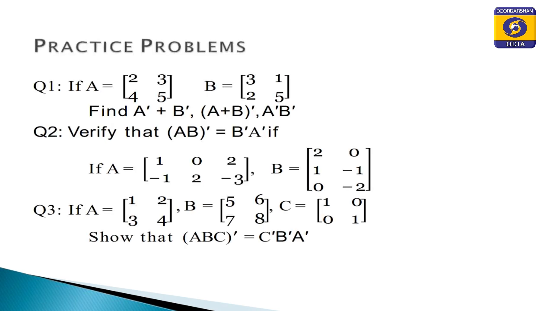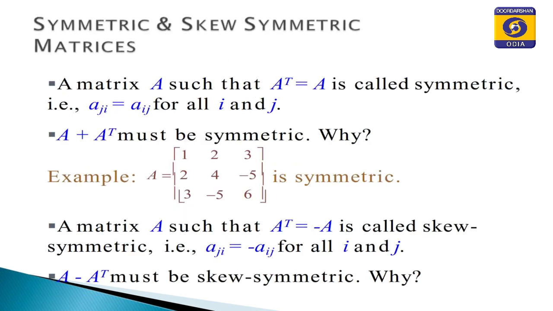This is a practical problem. Here is a problem to work out. Suppose A is the matrix 2, 3, 4, 5 and B is the matrix 3, 1, 2, 5. Then find A dash, B dash, A plus B dash. Verify that A B dash is equal to B dash A dash if A is a matrix and B is a matrix. Similarly, if A, B, C are three matrices, we can verify that A B C dash becomes C dash B dash A dash. Now we work out the problem.